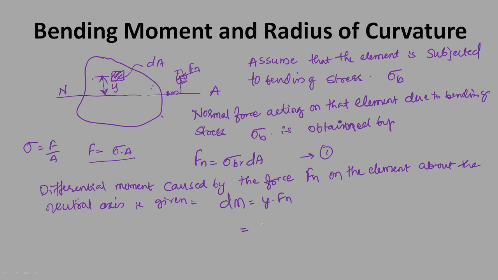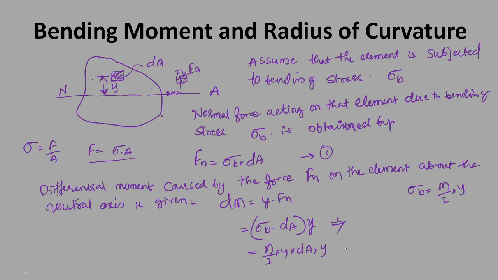So this Fn can be substituted as sigma b into dA, into y. Already you know bending stress sigma b equal to M by I into y. Now let us substitute the value of sigma b here: M by I into y into dA into y.